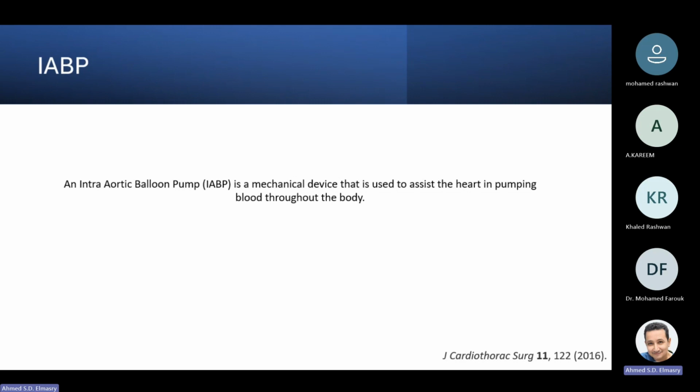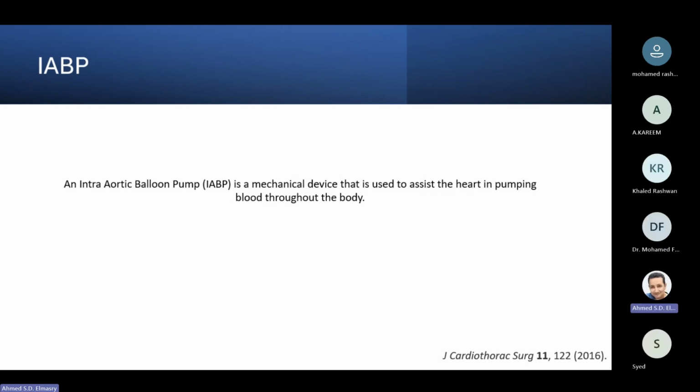And as we know, the intra-aortic balloon is the most commonly used mechanical circulatory support device that has been used for years for the support of the failing heart, especially in cardiogenic shock complicating acute myocardial infarction.